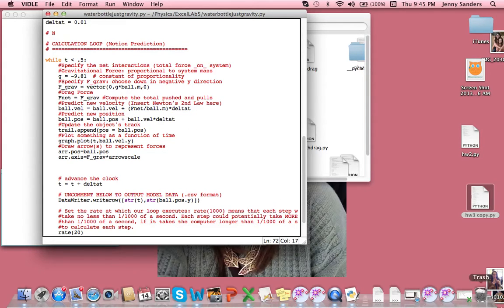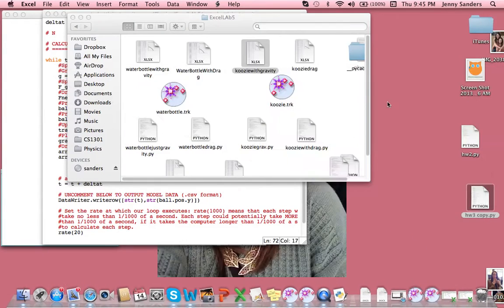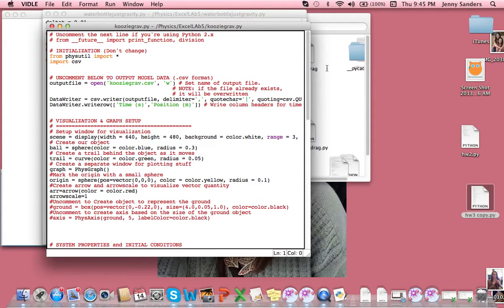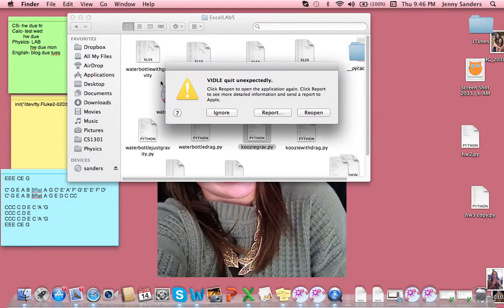I did the same thing for the koozie. As you can see right here, the mass is 0.085 kilograms, initial position is 0, initial velocity is 0, delta t is 0.01, time is less than 0.7, because in this case in Tracker it was 0.7 seconds, gravity is negative 9.81, force of gravity is only the gravity times the mass, and the same thing, Newton's second law is right here. So then I ran these models.